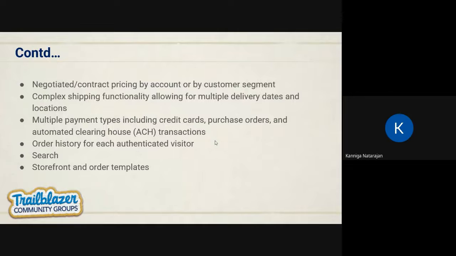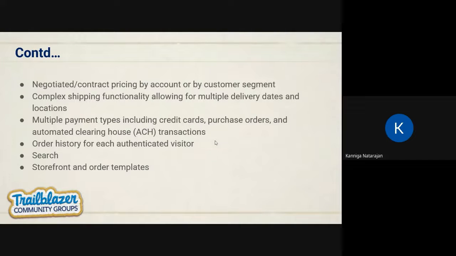Complex shipping functionality allowing for multiple delivery dates and locations. If you want to place 1,000 items in a single order, but want different delivery locations for each 100 items or each 50 items, that also we can do through standard components.